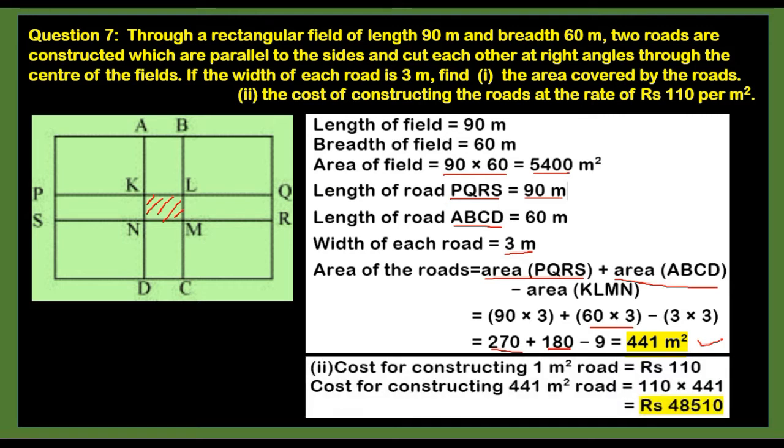Now second part, cost for constructing 1 meter square road is given as rupees 110. So for constructing 441 meter square road, it will just be multiplied and we get 48,510.